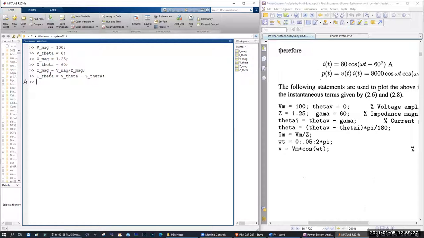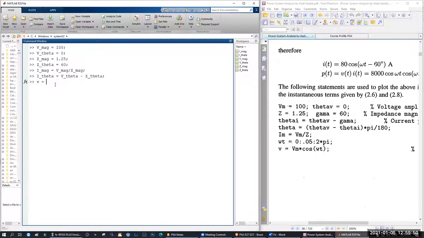Now, remember, these are in degree. But you have to convert them to radian. Otherwise, this will not work. They will not work. So your V, that means a small V, equal to what?